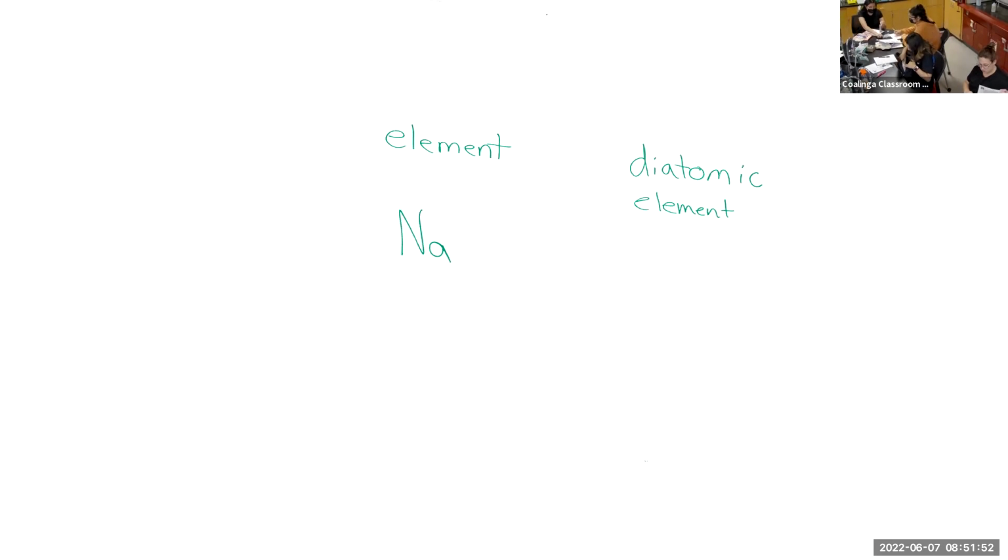Now, there are certain elements that aren't stable as a single atom. There are actually seven elements. Okay, so I'm going to tell you about those 7 elements.